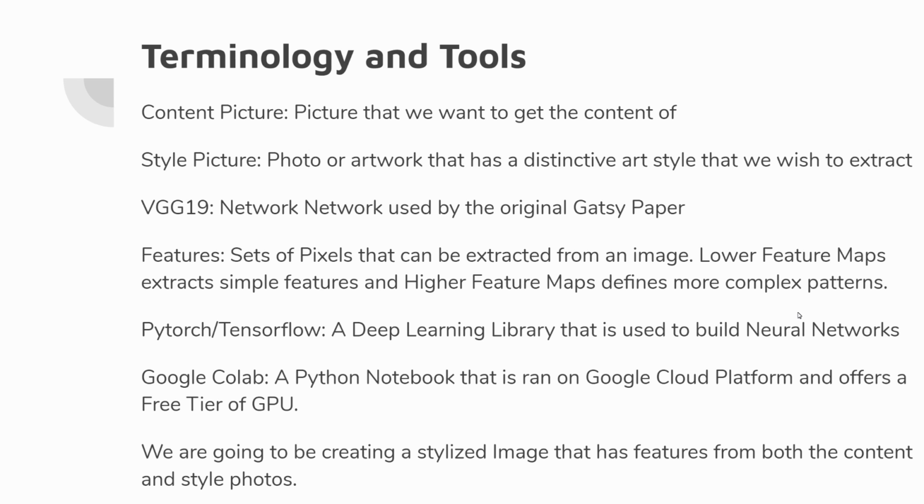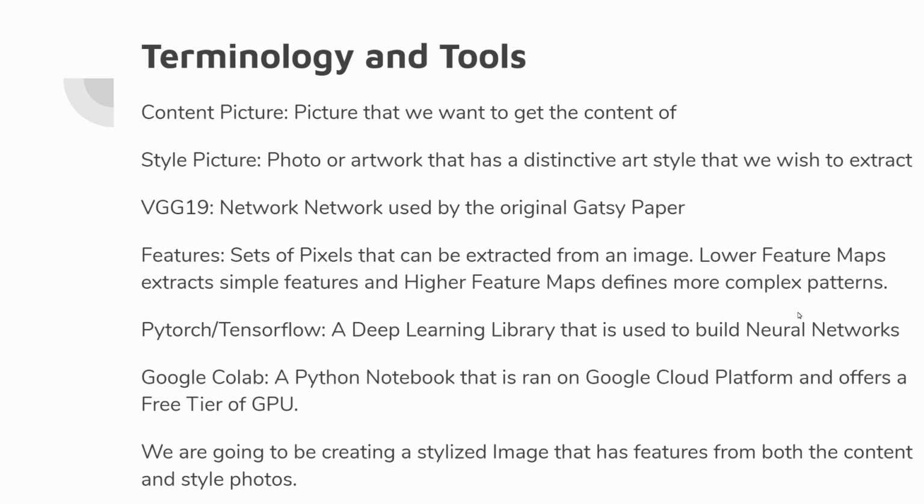So essentially, since these are all connected sequentially, lower feature maps extract simple features. So it could just extract a curve, or it could extract simple things here and there, but higher feature maps can define more complex features. So it could identify eyes, the curvature of a face, etc.